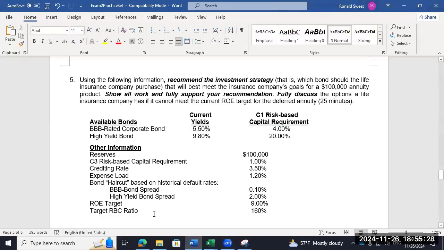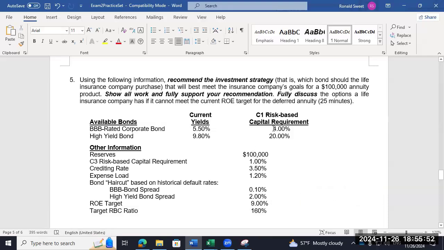Now, if you're confused on this target RBC, remember when you set up the capital charges, you're going to take the capital charge 4% and increase it by 160%. So you're going to multiply 0.04 times 1.6. All right. So just to remind you what that is telling you, you're going to take the 20 and multiply it by 1.6.